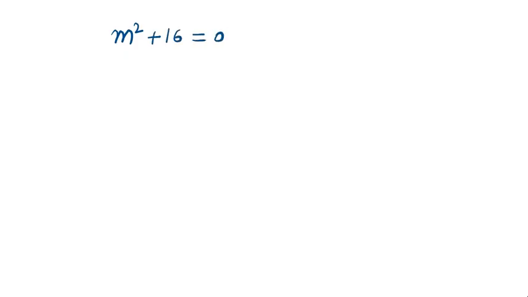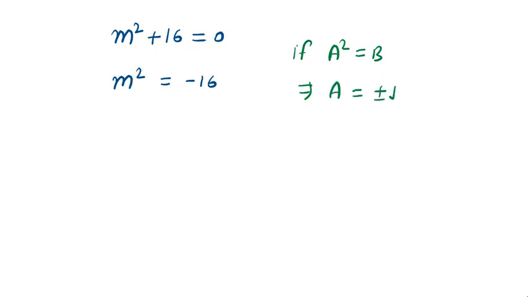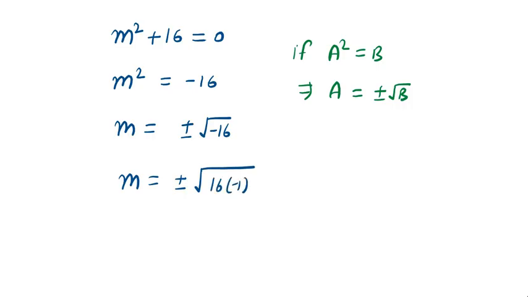First we will solve case first, and case first is m square plus 16 is equal to 0. Here if m square plus 16 is equal to 0, then you can say m square is equal to minus 16. And we know that if a square is equal to b, this implies a is equal to plus minus square root of b. According to this rule, we can write here m is equal to plus minus square root of minus 16. Now we can write square root of minus 16 as the same as square root of 16 times minus 1.